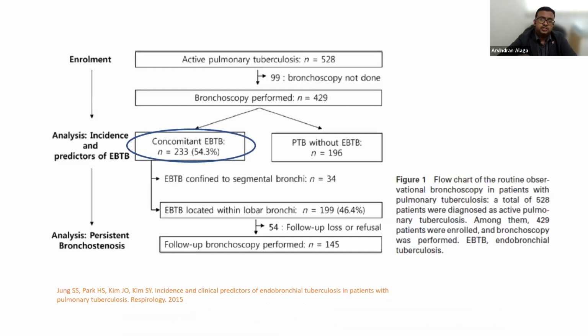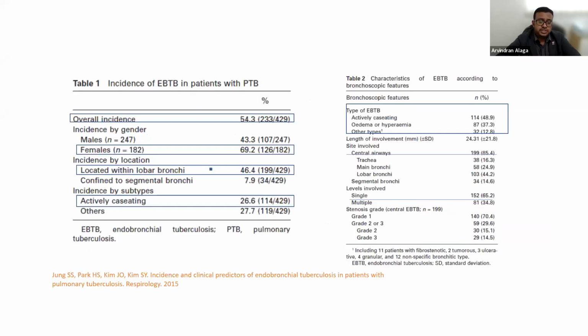This is a study done in Korea. Concomitant endobronchial tuberculosis can be seen in 54.3% of the total active pulmonary tuberculosis patients. Endobronchial tuberculosis located within the lobar bronchi constitutes around 199 cases, and confined to segmental bronchi only around 34 cases. Looking at this data, the incidence is much higher, or can be higher, than what we predicted in our local setting. It is common in females, and it is located within the lobar bronchi almost 50% of the time. Based on the subtypes, actively caseating is the majority.